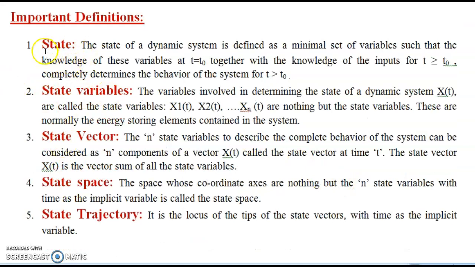It is a repeated question: define state, state variable, state vector, space, and trajectory. State is the minimum set of the variables. State variables are the variables involved in determining the state. State vector is the vector of the n variables. State space is the space in which each coordinate axis is our state variable. State trajectory means the locus of the tips of the state vector. This is the definition of all these.